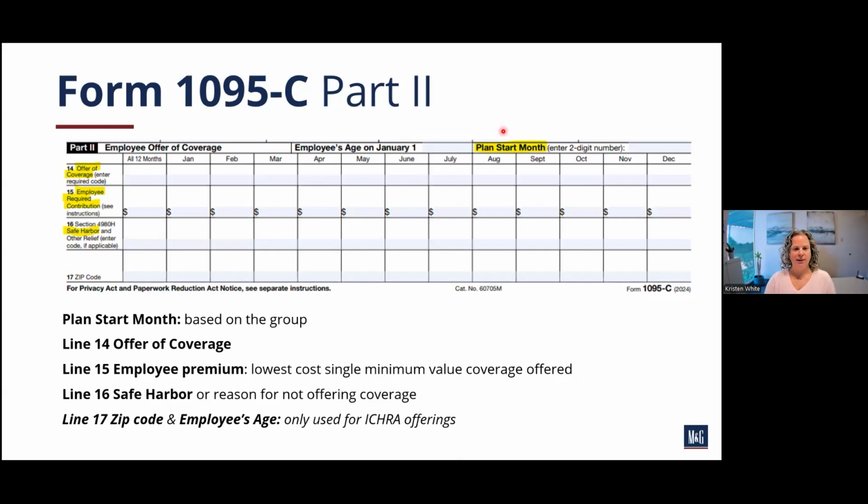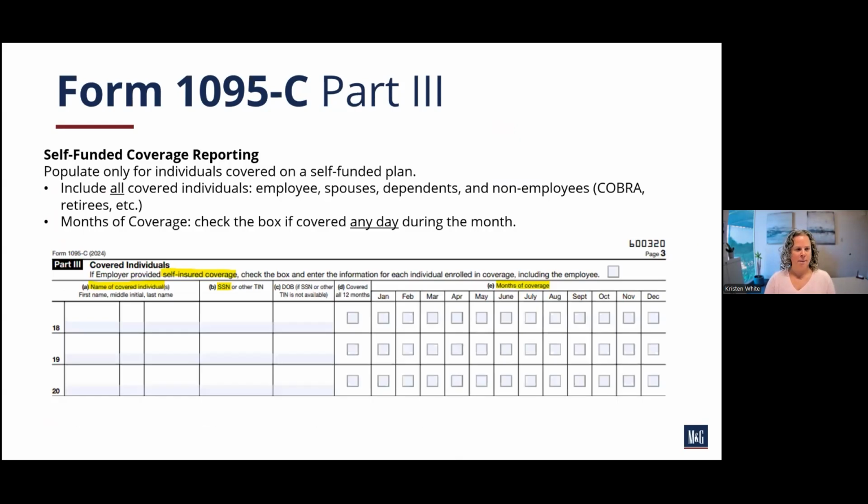Top right, we have a plan start month. This is for your company, not specific to an individual employee. It gets a little confusing because some of the things on here are specific to employees, some are specific to your plan. So this one is for the plan start month. And we'll cover more of these, but this is where we're going to spend most of your time looking at these 3 rows.